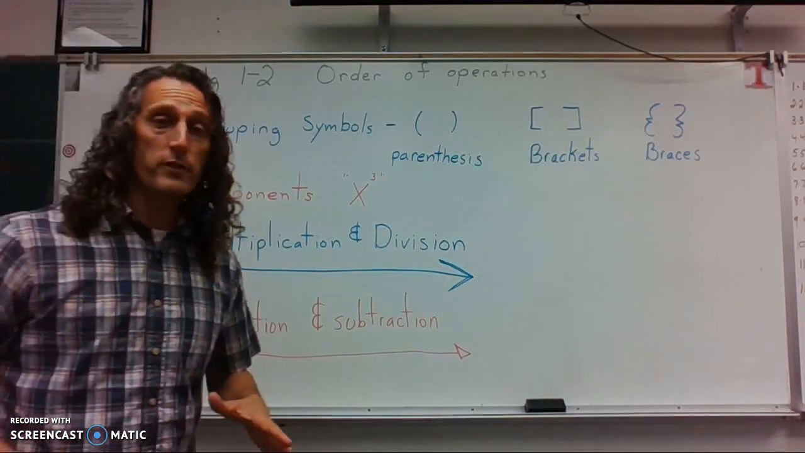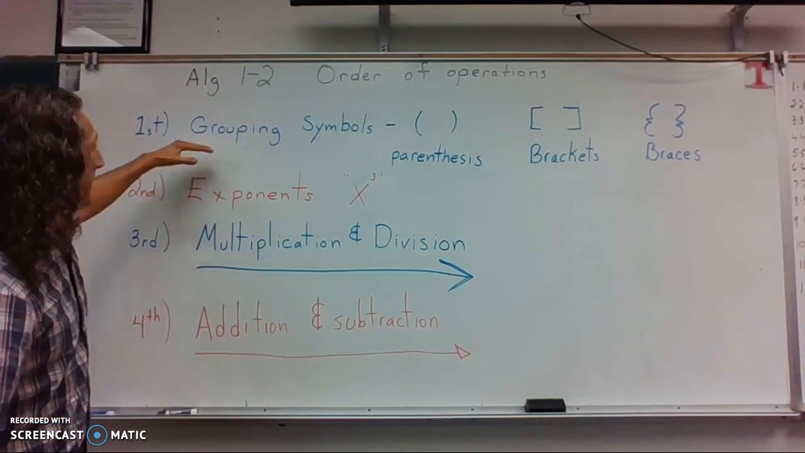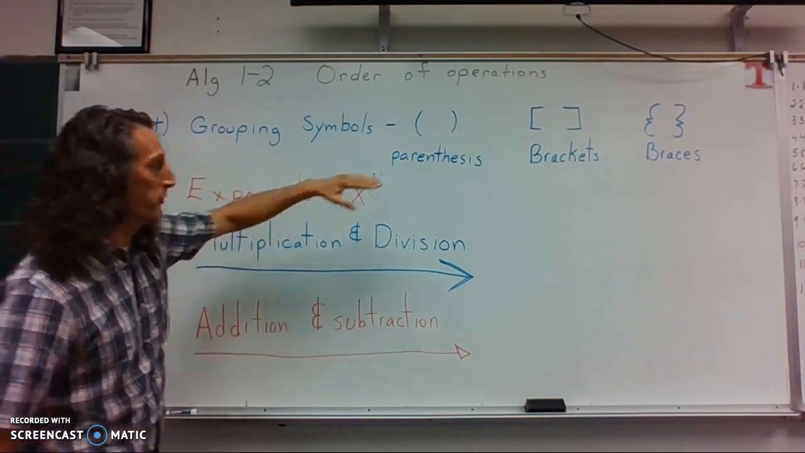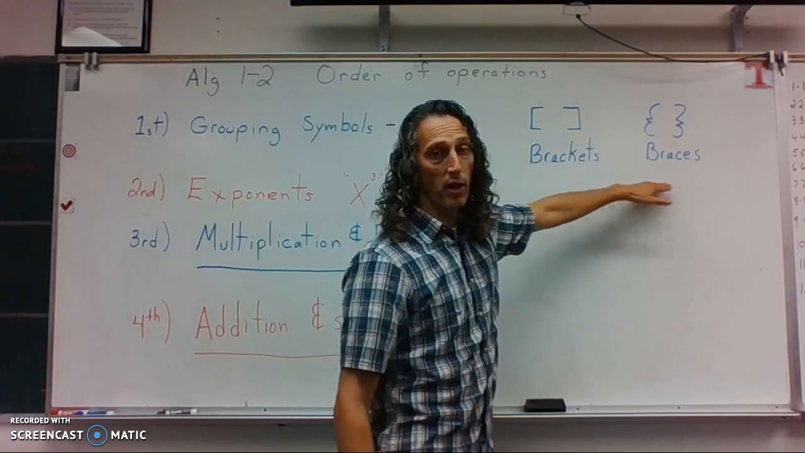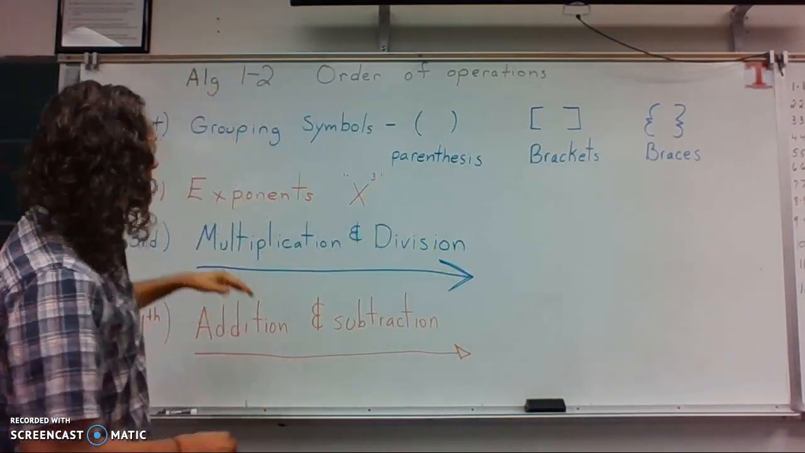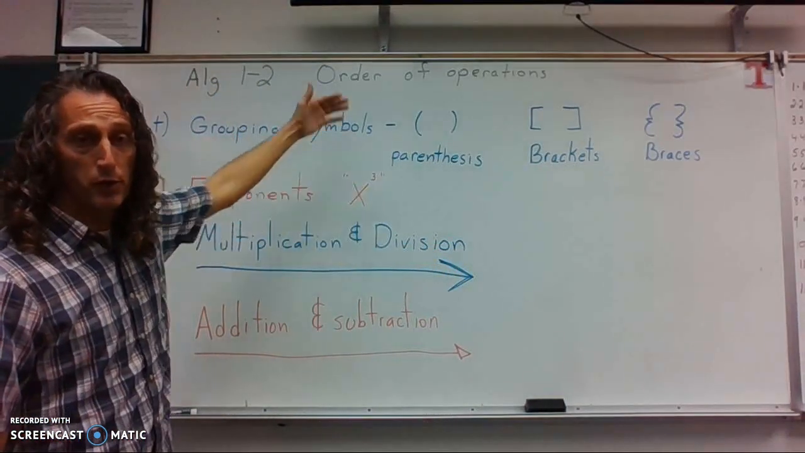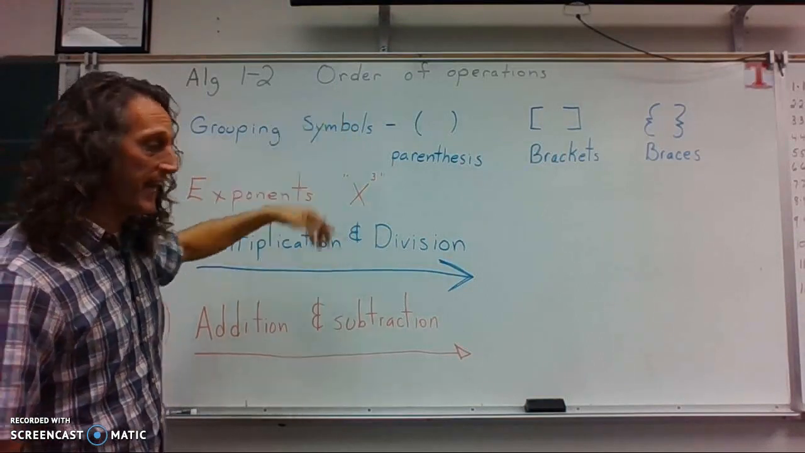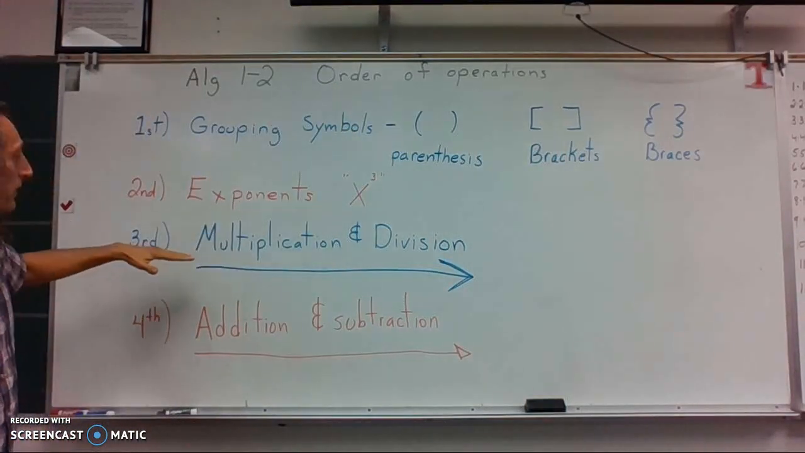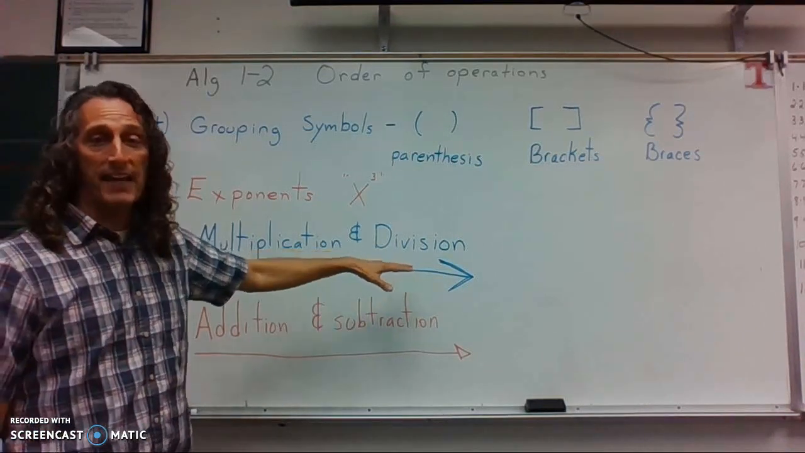All right. So the first thing when we're doing order of operations, you have to do anything that has a grouping symbol. So you're looking for parentheses, brackets, what we call braces. If you ever see those, that's the first thing you do. Then we look for exponents, like 2 to the third, 5 to the 8th.